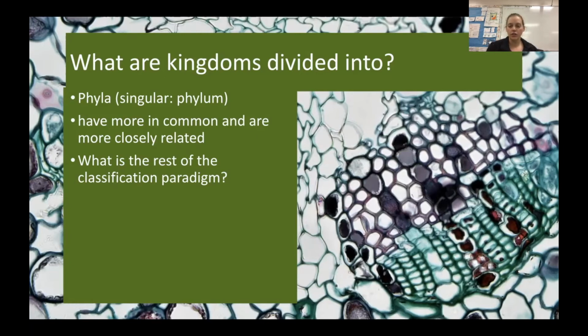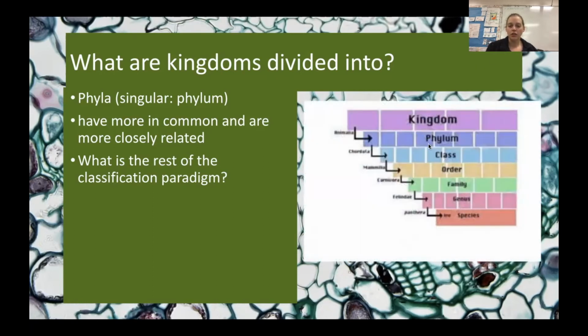So the rest of your classification paradigm, remember: dumb King Philip came over for good spaghetti, sushi, whatever. So domain, kingdom, phylum, class, order, family, genus, and species. Getting more and more specific for what our characteristics are as we go down this system.